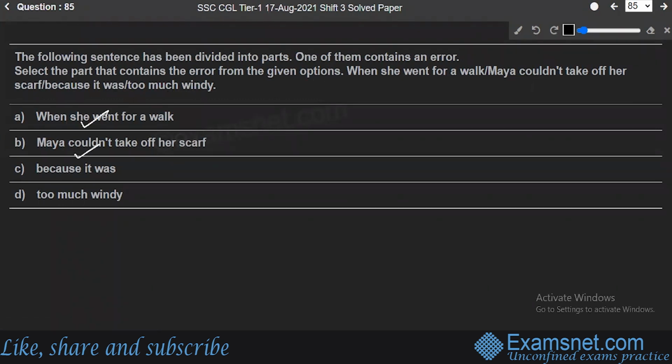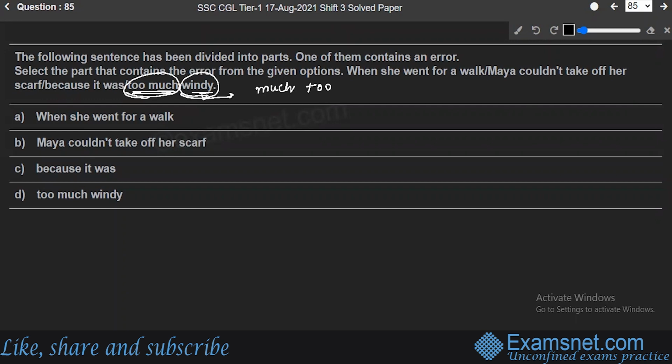Options are: when she went for a walk, Maya couldn't take off her scarf, because it was, or too much windy. See, in the given sentence, "too much" is used before the word "windy." This is incorrect. "Too much" is used before nouns which show quantity. The word "windy" in the given sentence is an adjective. The adverb "much too" is used before adjectives to modify them. So "much too" will be used before the word windy.